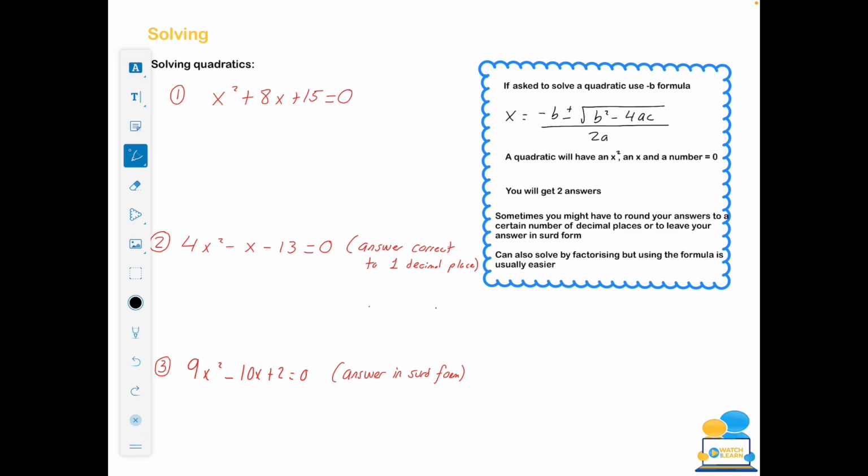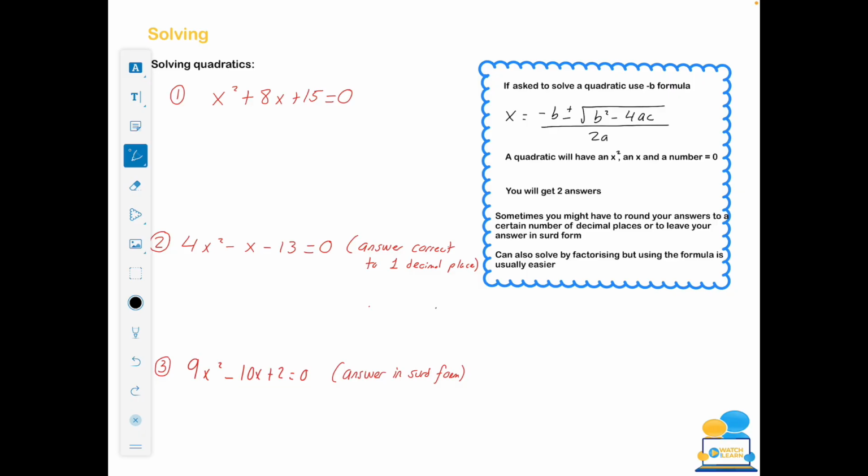When you're asked to solve a quadratic, so anything with an x squared, an x, and a constant, you always use the minus b formula. This formula here looks kind of scary to use, but it's absolutely fine, and it's super easy to find, so you don't need to learn this off. It's actually on the cover of the formula book you were given in the exam, so you don't even need to find the right page.